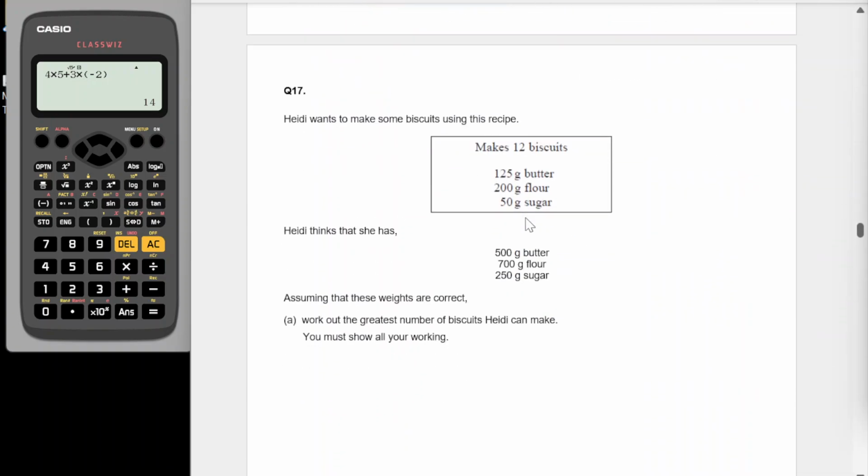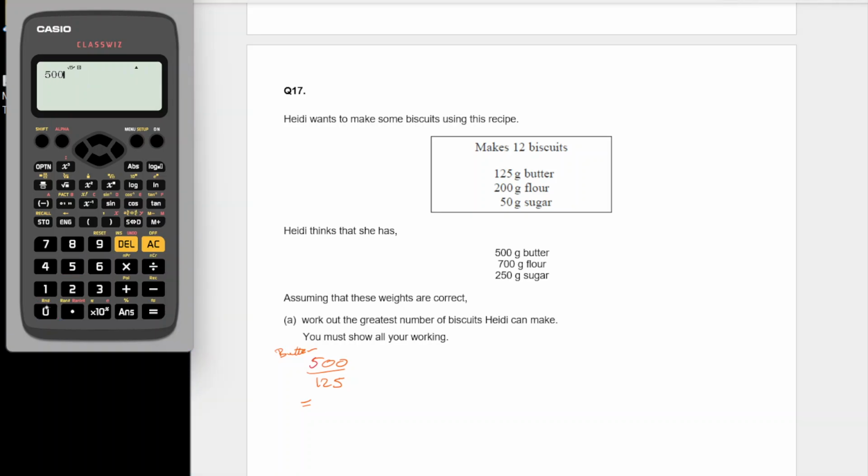Right, question 17. Heidi wants to make some biscuits using this recipe. Makes 12 biscuits. Heidi thinks that she has 500 grams of butter, 700 grams of flour, 250 grams of sugar. Assuming these weights are correct, work out the greatest number of biscuits that Heidi can make. So I need to work out how many batches of each ingredient she's got enough to make. So to do that, I take the amount she has and divide it by the amount she needs for each batch.